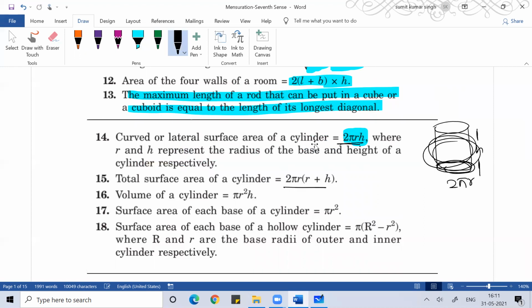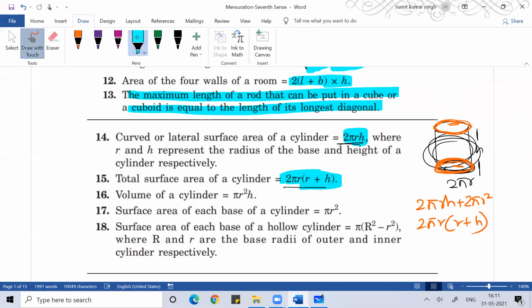Okay, total surface area of cylinder. When we say lateral surface area, in that I'm not including the area of base and the area of top. So TSA will be 2 pi r h plus, if this is the area of circle, you know, pi r square for top, pi r square for bottom, this is 2 pi r square. Here if you take 2 pi r common, you will get 2 pi r (r + h) as the formula. So this is what they have used.